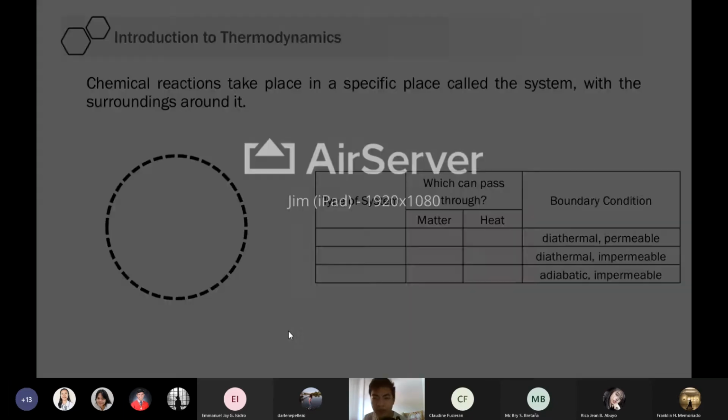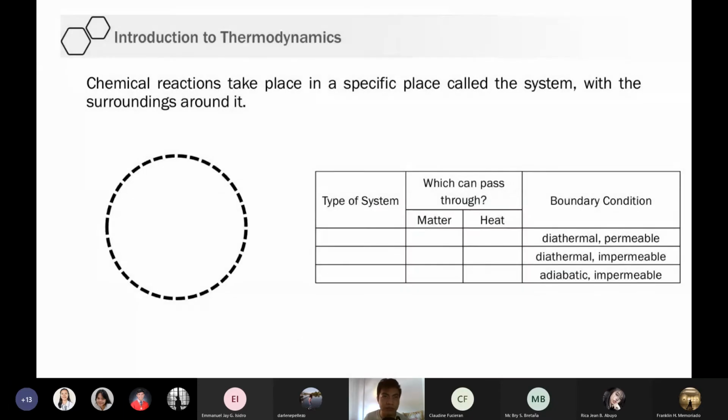For example, kumain tayo. Tapos yung pagkain natin, dinadigest ng katawan natin. Ano yung system? Ito yung katawan mo mismo. Kasi doon nangyayari yung mga chemical reactions eh. Okay? And then, may interaction ang system with the outside world. Okay? So, ibig sabihin yung system, nag-interact siya with the outside world.